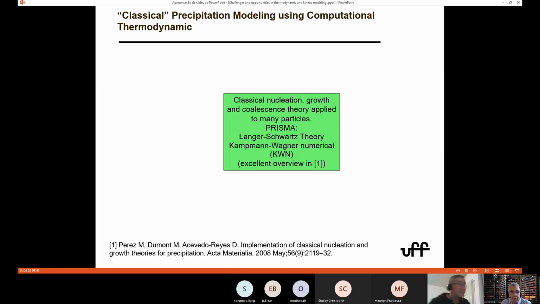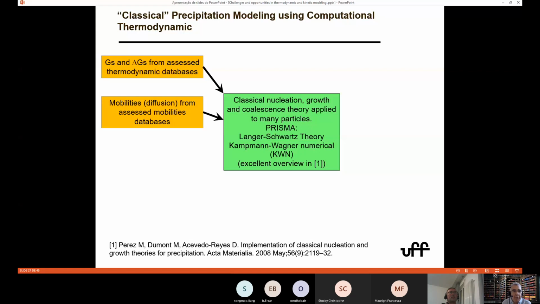So what we do, you also saw that in PANDAT, you have models now that take into consideration the classical nucleation theory, very classical, but instead of doing it just by hand waving, now the actual free energy changes are coming from the thermodynamic databases. The actual diffusivities are coming from the mobility databases. So this is very robust.